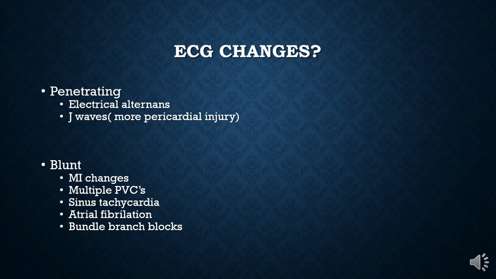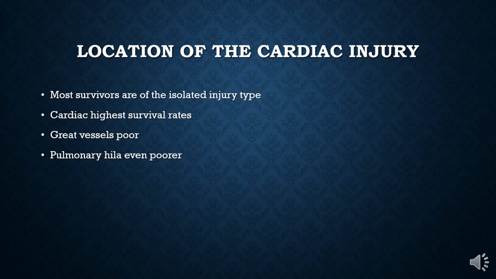ECG changes: in penetrating injury, there could be electrical alternans, especially if there is pericardial effusion, and J waves, more in pericardial injury. In blunt trauma, MI-like changes, multiple PVCs, sinus tachycardia, atrial fibrillation, and bundle branch blocks. Location of the cardiac injury: most survivors are of isolated cardiac injury type, with the highest survival rates; great vessel injury survival is poor, pulmonary hilum even poorer.